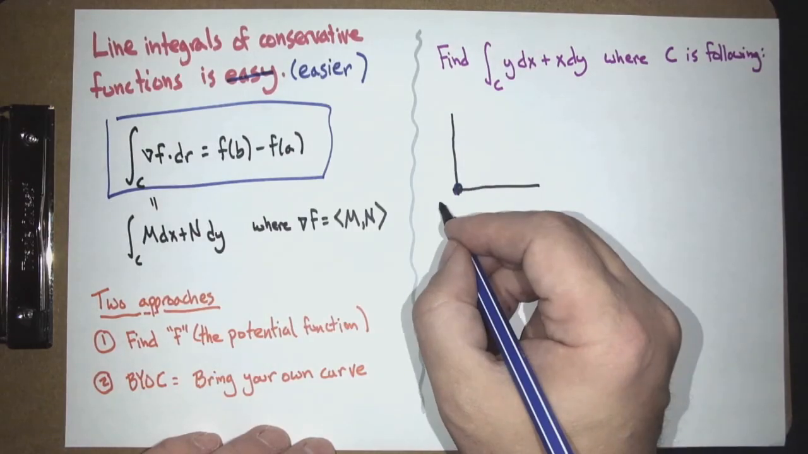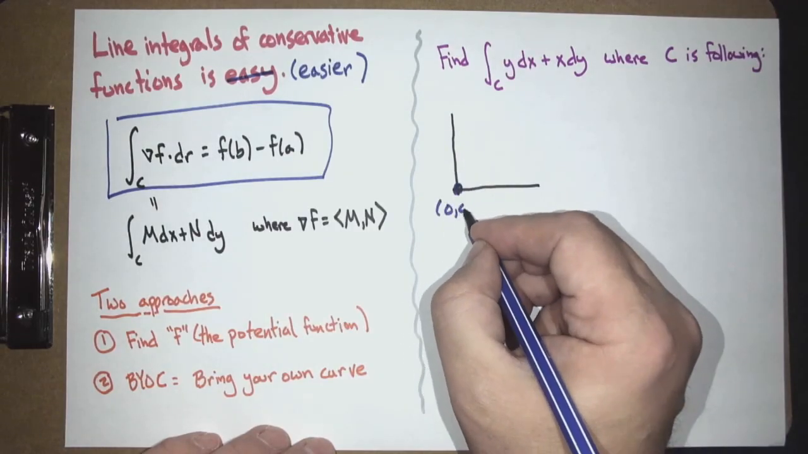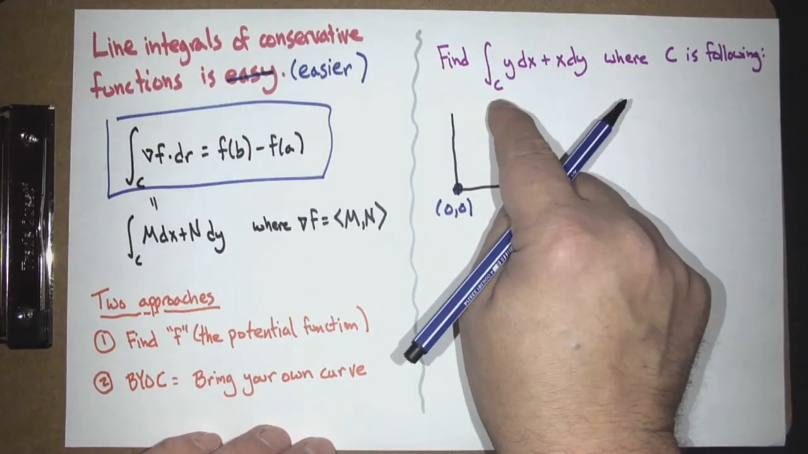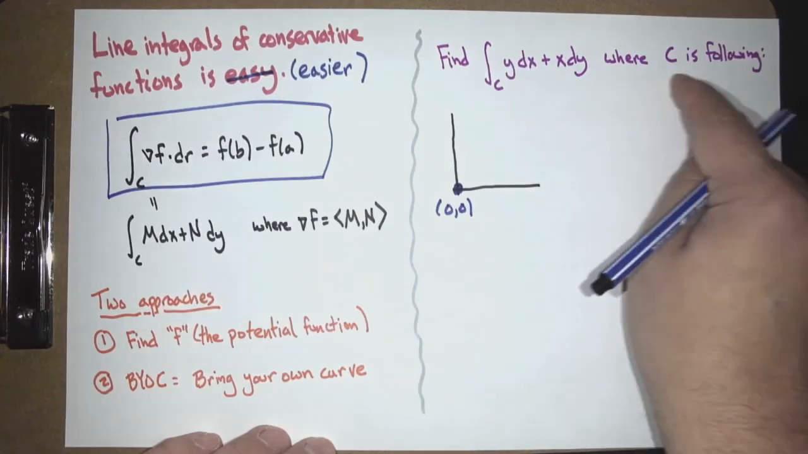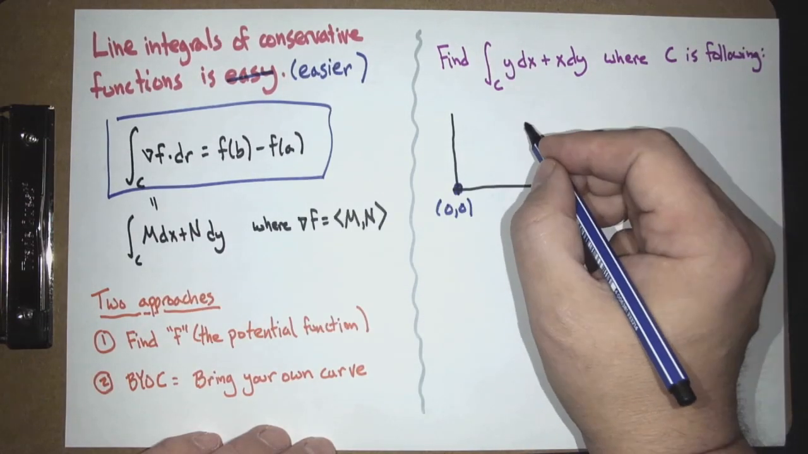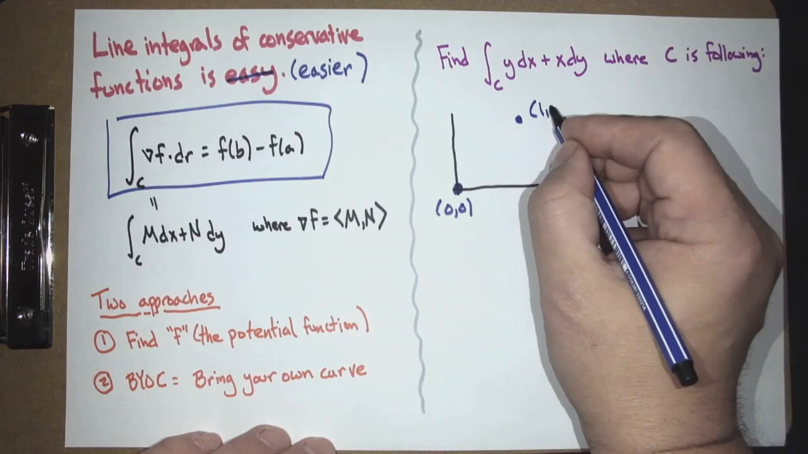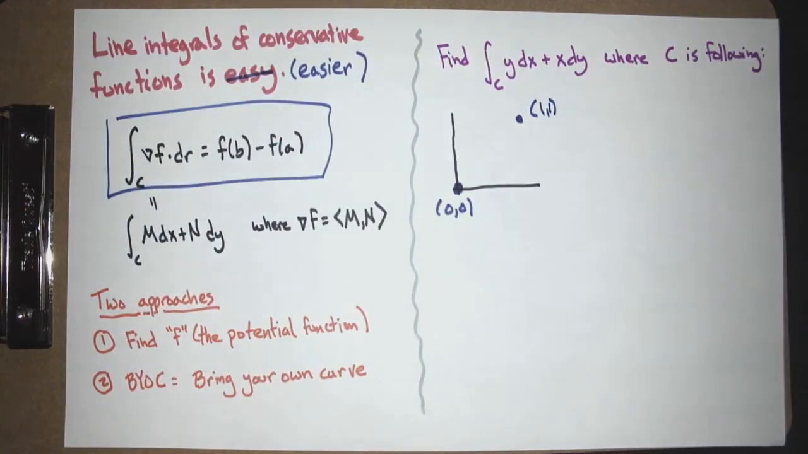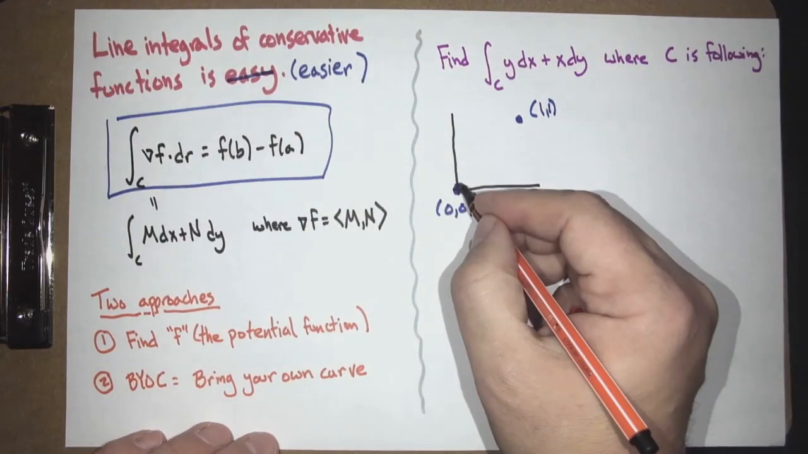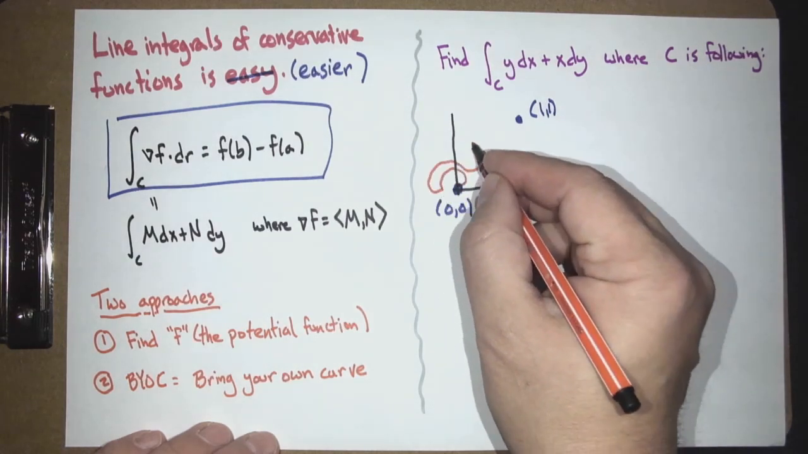All right, so let's do a problem. We're going to find the integral along the curve of y dx plus x dy, where C is the following. We're going to start at 0, 0. We're going to end at 1, 1. And then we're going to take our time to get there.